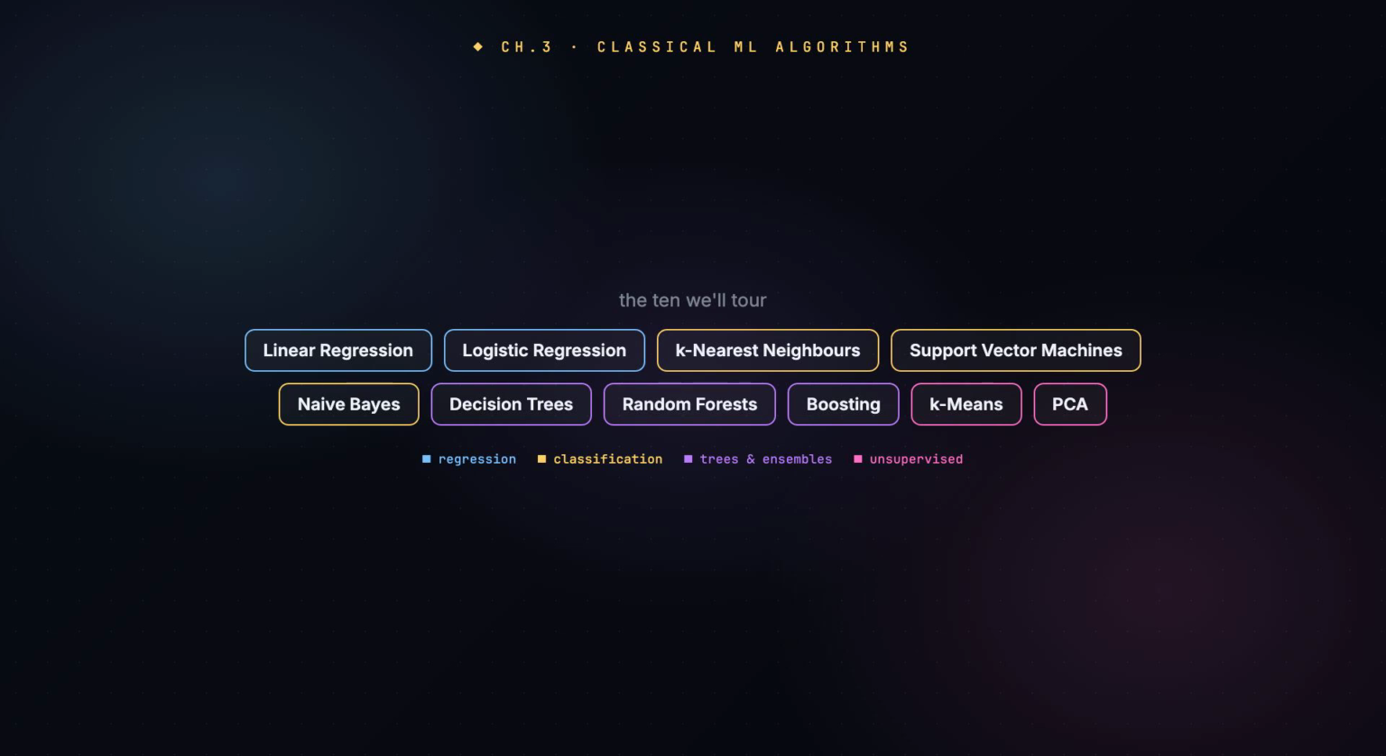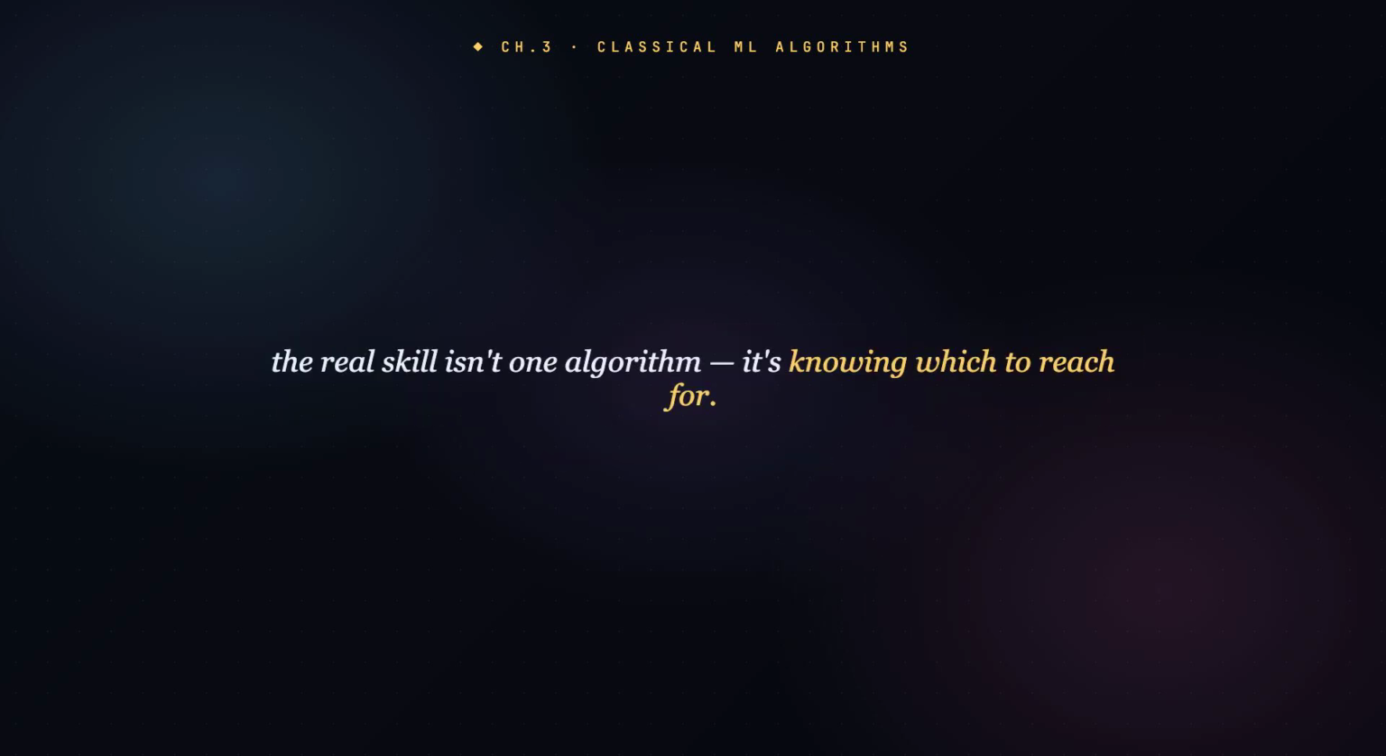We'll tour 10 of them: linear and logistic regression, k nearest neighbors, support vector machines and naive Bayes, decision trees, random forests and boosting, and two unsupervised methods, k-means and PCA. The real skill isn't mastering any one of them, it's knowing which to reach for.